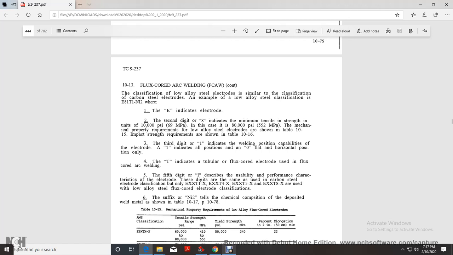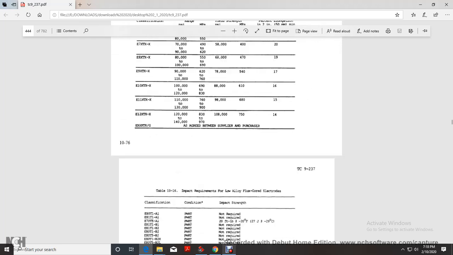The third digit, 1, indicates the welding position capabilities. 1 indicates all positions. 0 indicates flat and horizontal positions only. The T indicates a tubular flux core electrode used in flux core arc welding. The fifth digit, 1, describes the usability and performance characteristics of the electrode, the same as with the carbon steel electrode classification. The suffix Ni2 tells the chemical composition of the deposited weld metal, shown in Table 10.17, page 1078.